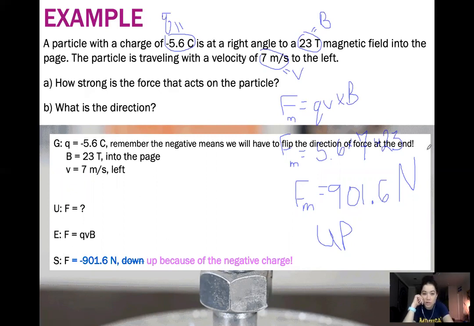So we had to flip the direction of the force at the end. We've got our givens, cool. 901.6 up because it's a negative charge. Oh, I forgot to say that this was a negative. So a negative times all of this would give this a negative as well. My fault. Hopefully that made sense to you.